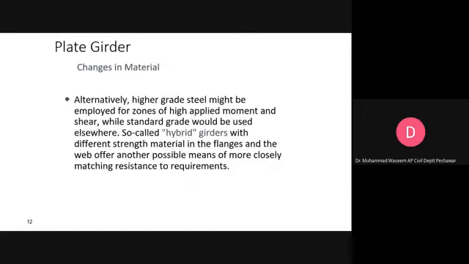As I told you, you can use different materials for different components. You can use different material for stiffeners, for webs, and for flanges. High grade steel might be employed in zones where you have high moments and high shear. Such girders in which you use different types of materials are called hybrid girders.